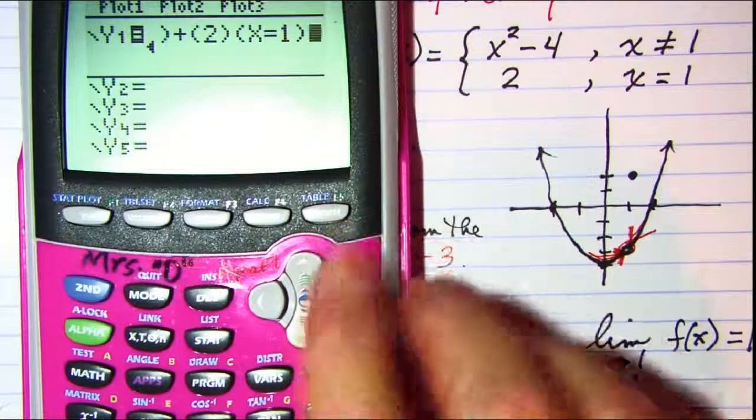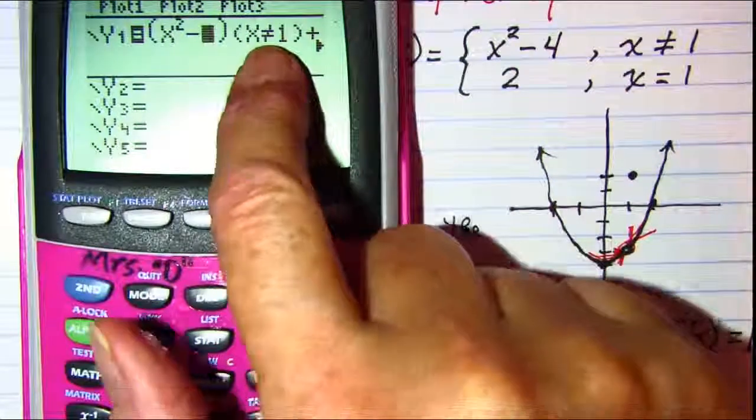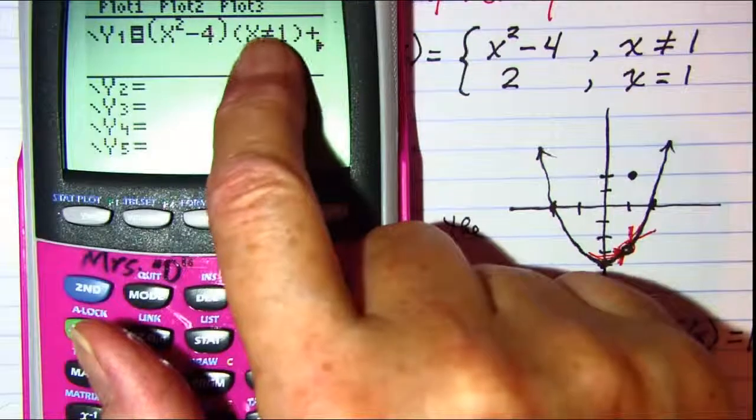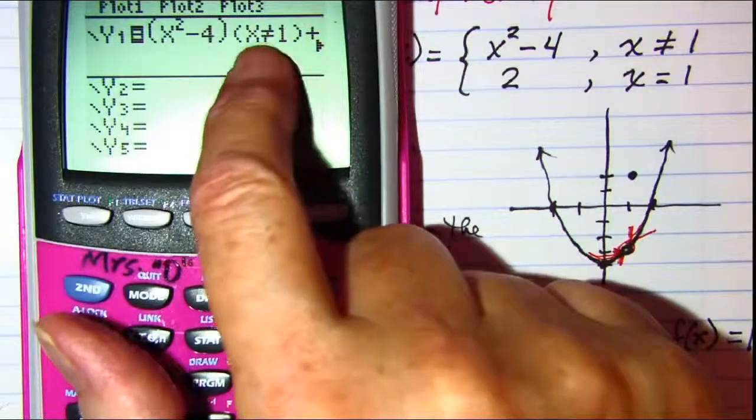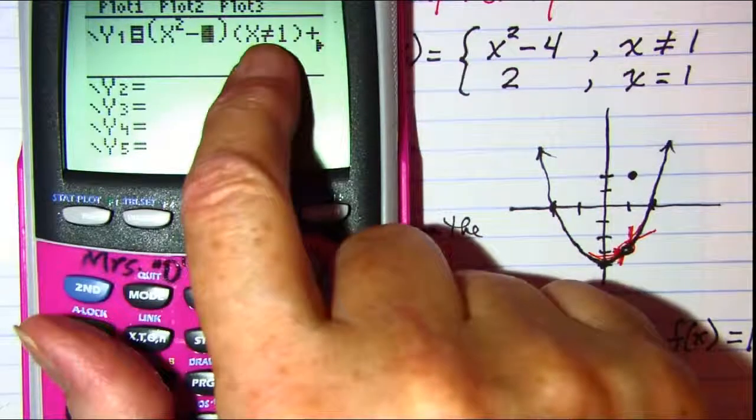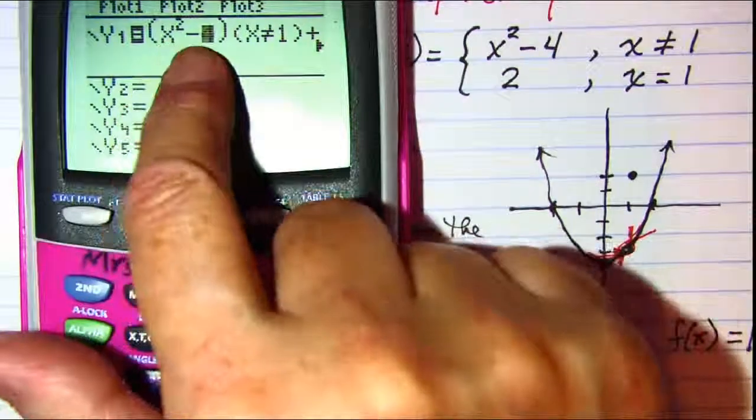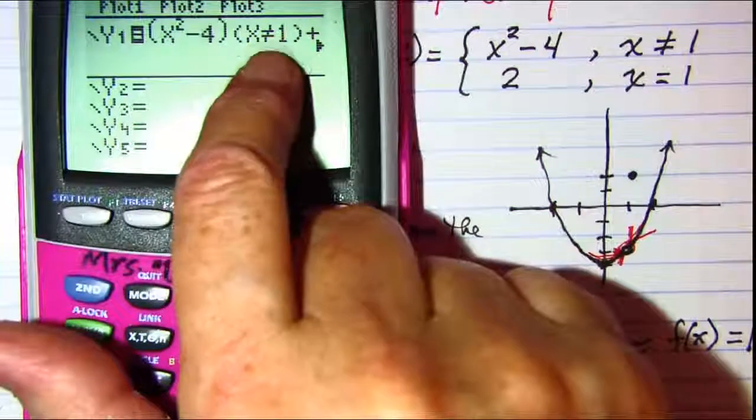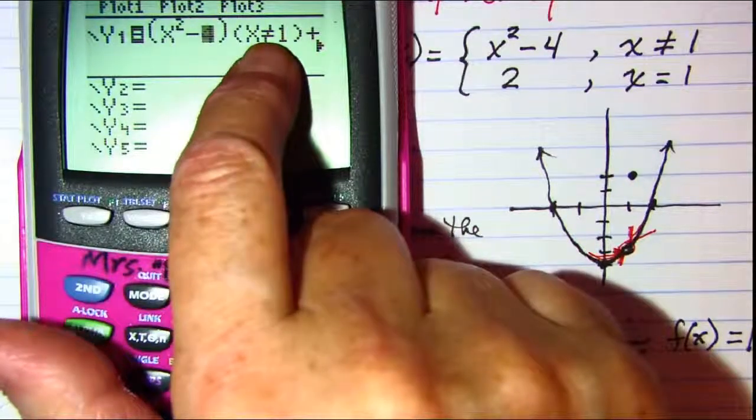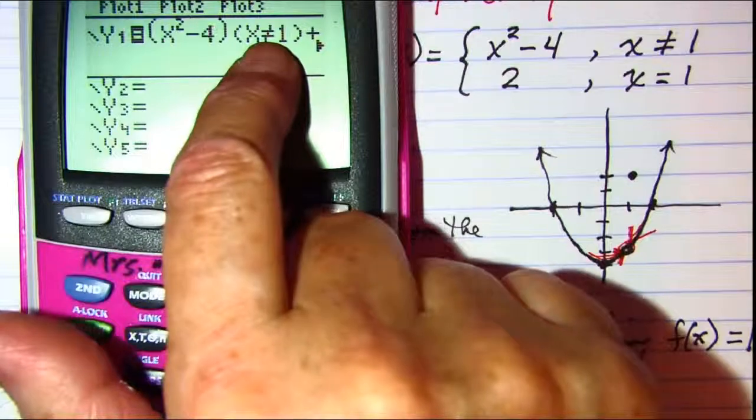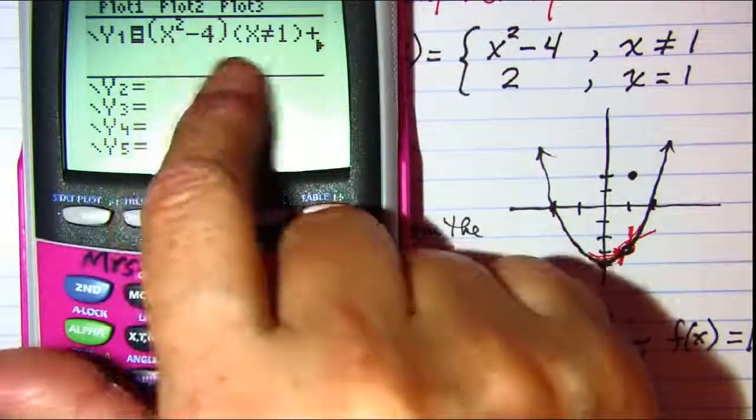Now what this is doing, let me just explain this a little bit. The calculator will test to see if this expression is true or not. If it is true, the calculator gives a value of 1. So you're taking this expression, x squared minus 4 times 1. If the expression is not true, then the calculator gives back a value of 0. And so you're not graphing that because it's 0 times that quantity.